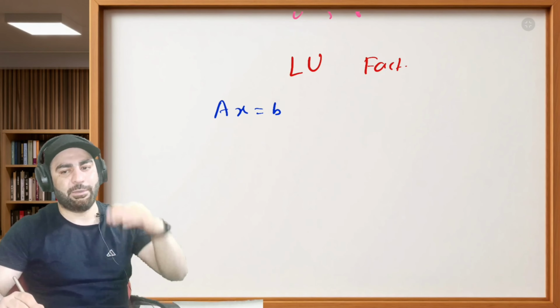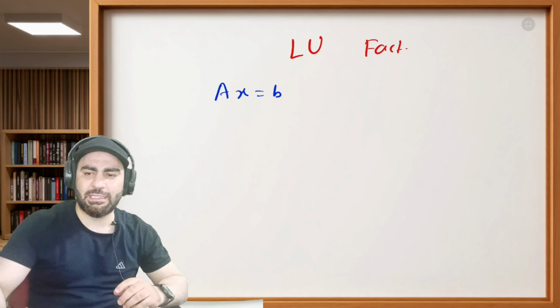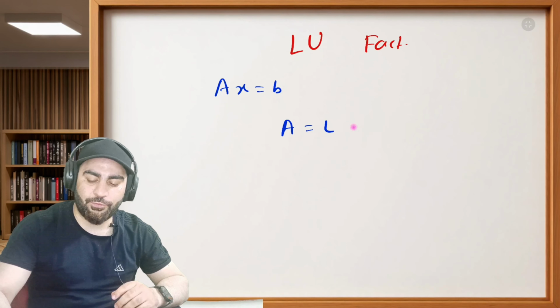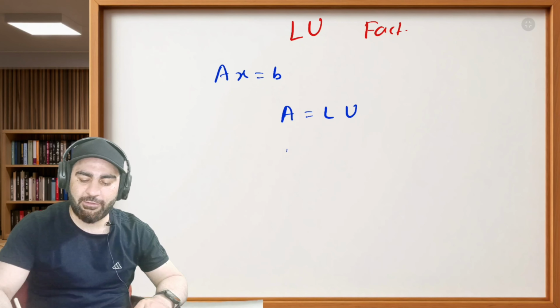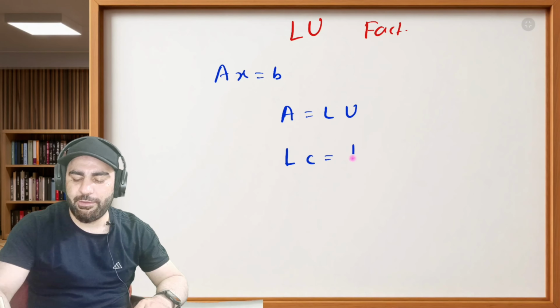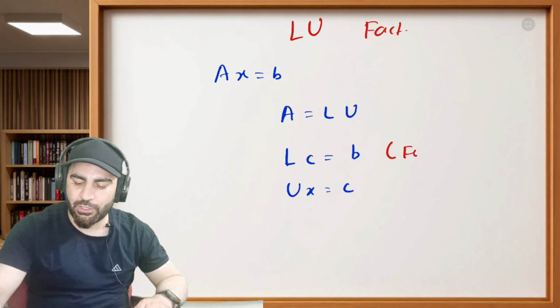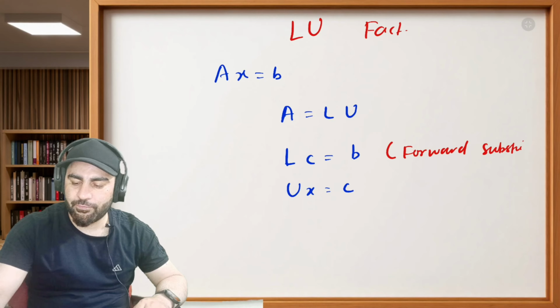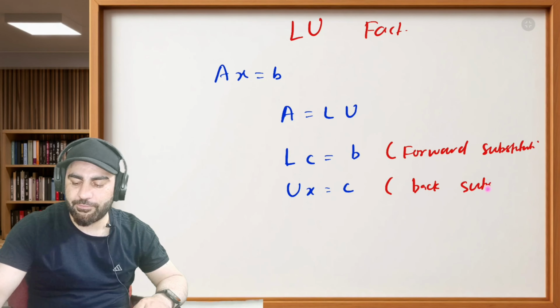So instead of doing elimination on A and B together every time, what we can do is say A is equal to LU, assuming there are no row exchanges for now. Then we can have LC is equal to B, and then we can have UX is equal to C. Once you have these, you can do forward substitution over here, and backward substitution over here. You can solve the equations.